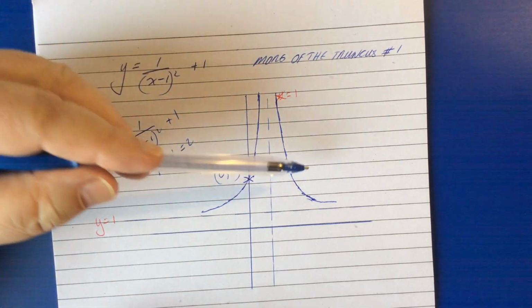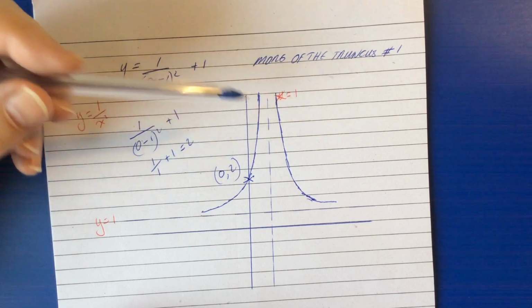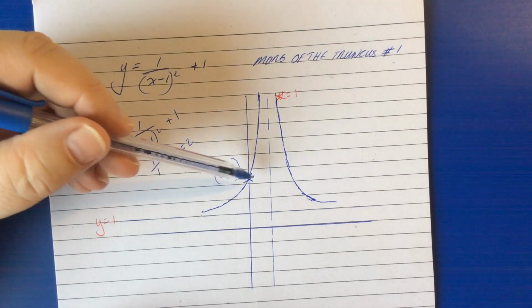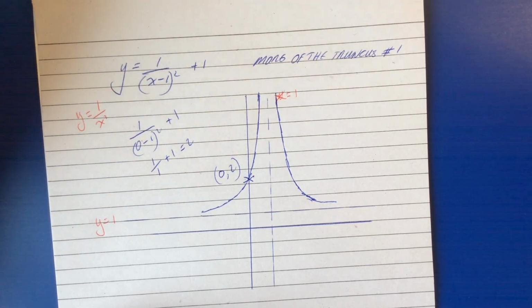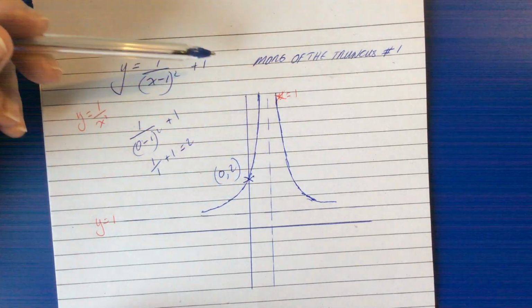There are truncuses that have more than one point of intersection. Sometimes they have 2, sometimes they have 3. We'll look at those in future videos, but this one's pretty simple.